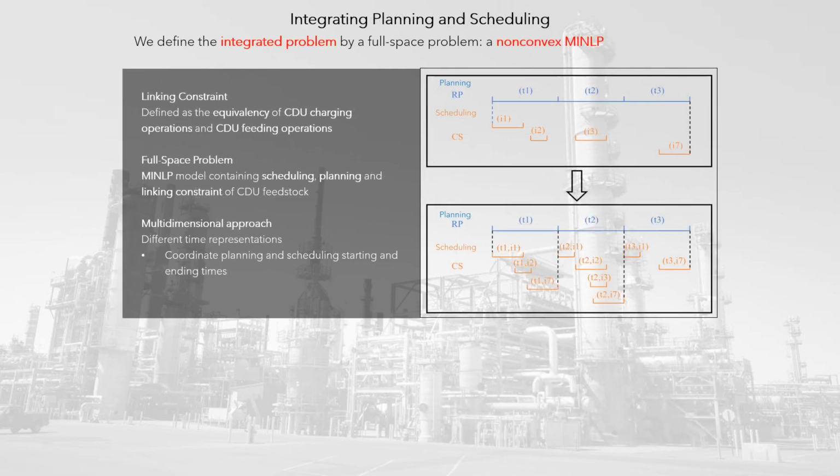The integrated problem, full space problem, is a non-convex MILP. The integration process is linking constraint, defined as the equivalency of CDU charging operations and CDU feeding operations. Full space problem: MILP model containing scheduling, planning and linking constraint of CDU feedstock, and multi-dimensional approach, different time representations. Coordinate planning and scheduling starting and ending times.